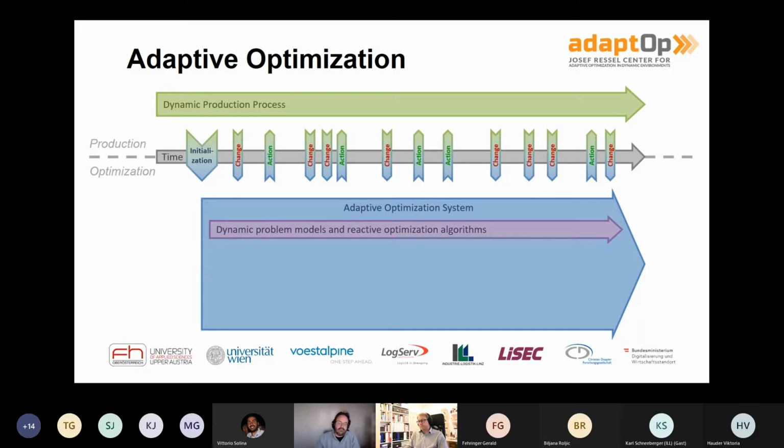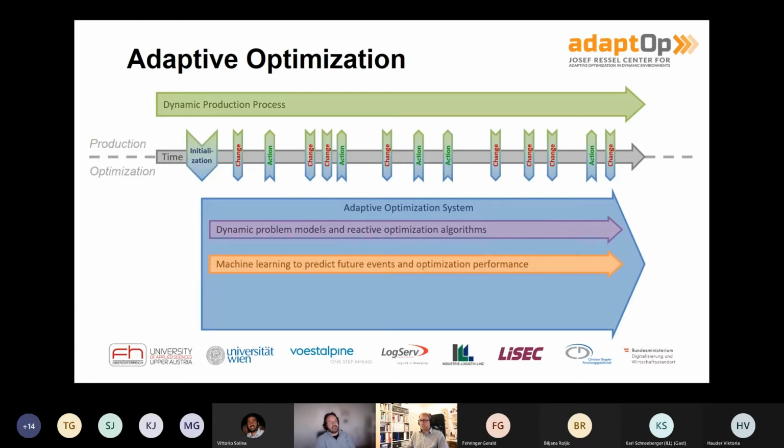And if the shape of our solution landscape, of our quality landscape, changes, we have to build mechanisms into our algorithms to be able to react to that, so that we can restart optimization at specific points, for example, or that we maintain enough diversity in our search process so that even when dynamic changes occur, our optimization algorithms will be able to find promising solutions in acceptable time. So the first part is reactive optimization and dynamic problem models, where we put the focus of our research.